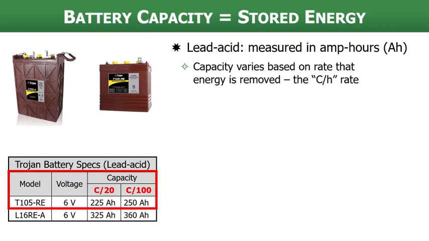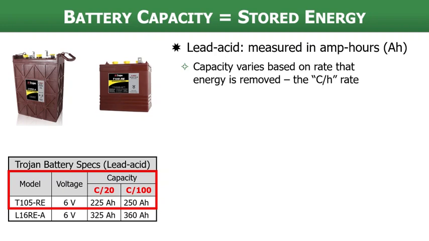And how they determine that is they take a battery that is 100% charged, 100% state of charge, 0 depth of discharge, it's fully charged, and they discharge that battery over a period of time and calculate how many amp hours they were able to remove from the battery from 100% state of charge to a 0% state of charge, fully discharged over that time period.